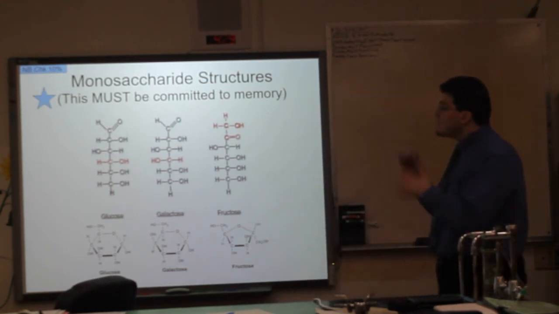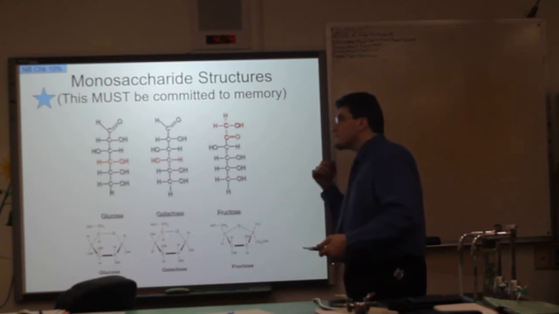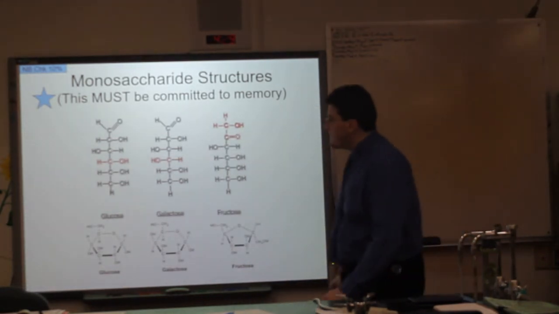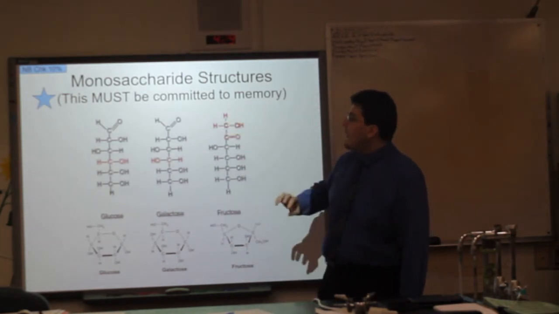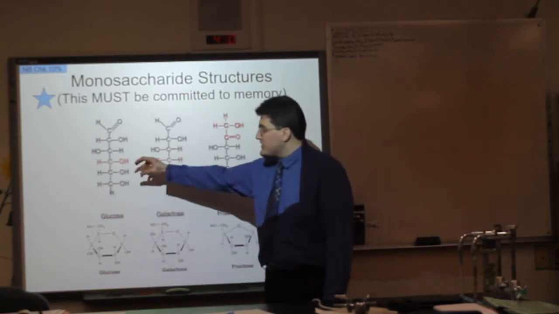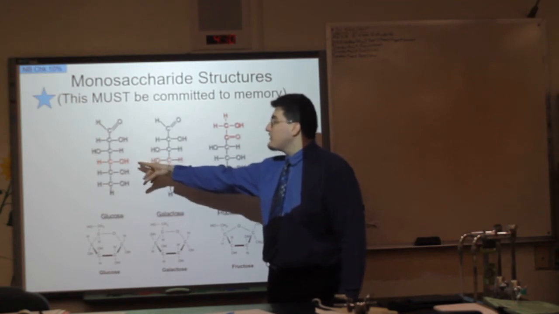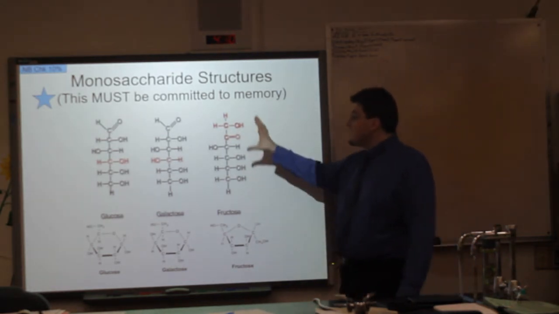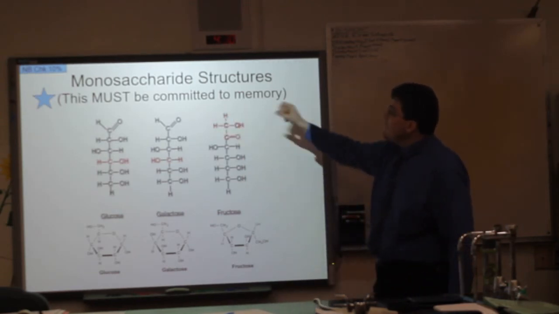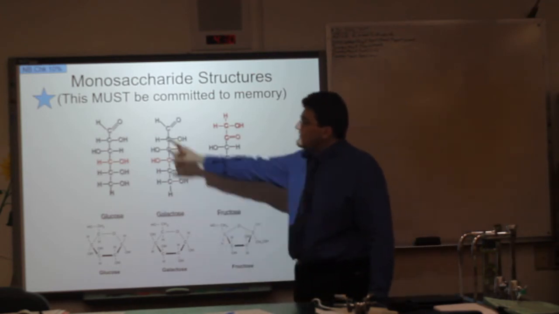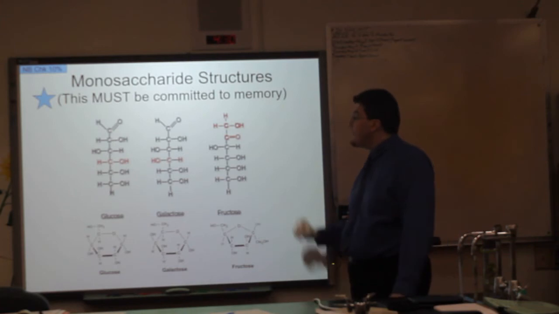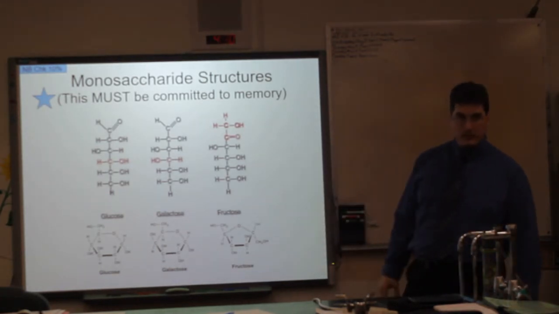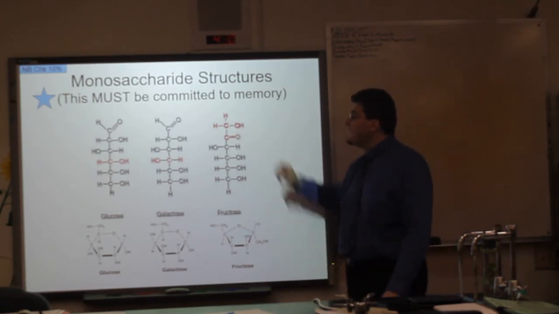Now, this must be committed to memory. The Fischer projection and ring form structures of glucose, galactose, and fructose. They differ in a few changes, and that is all. Glucose versus galactose in the Fischer projection has on the fourth carbon, the hydroxyl group on the right, and in galactose, the hydroxyl group is on the left. In fructose, it is the same as glucose, only you have switched where the double bonded oxygen is. Instead of on the end as an aldehyde group, it is now on the 2 carbon as a ketone. So that makes this an aldose sugar, and a ketose sugar, based on where that double bonded oxygen is. Aldehyde, ketone.